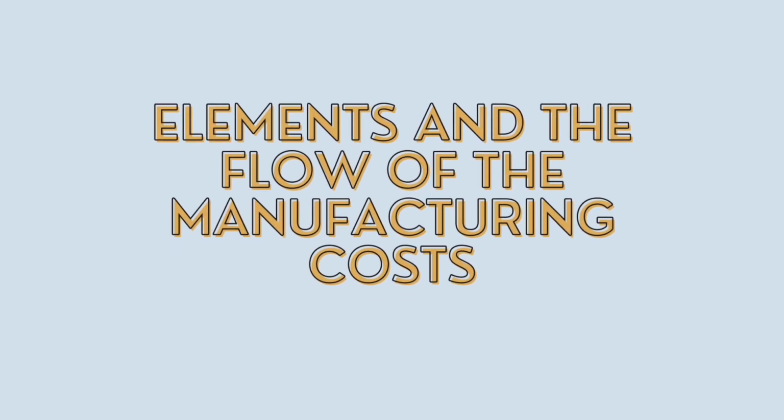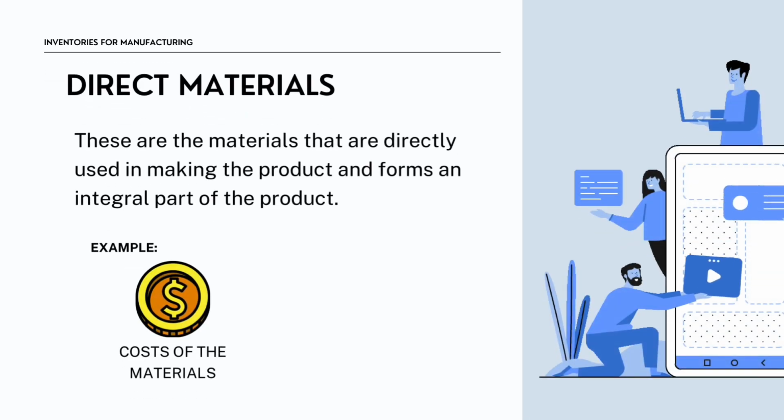Now let us explain and differentiate the elements and the flow of the manufacturing costs. For the elements, we have first the direct materials, which are the materials that are directly used in making the product and form an integral part of the product. For example, the cost of the wood that is used in making a table or cabinet, as well as the costs of the textiles that are used in making clothes.